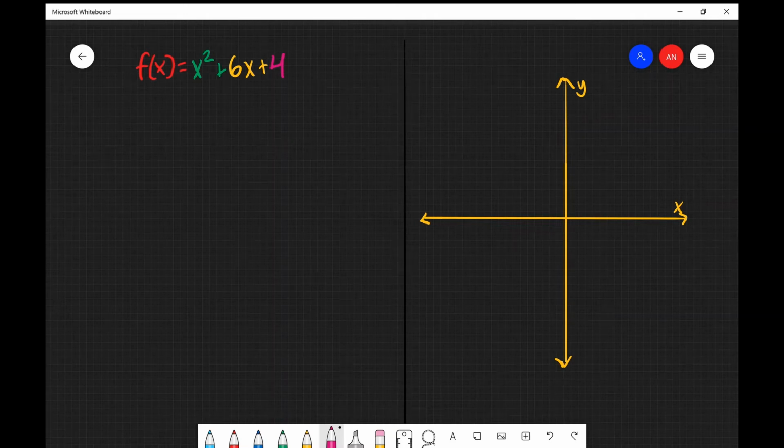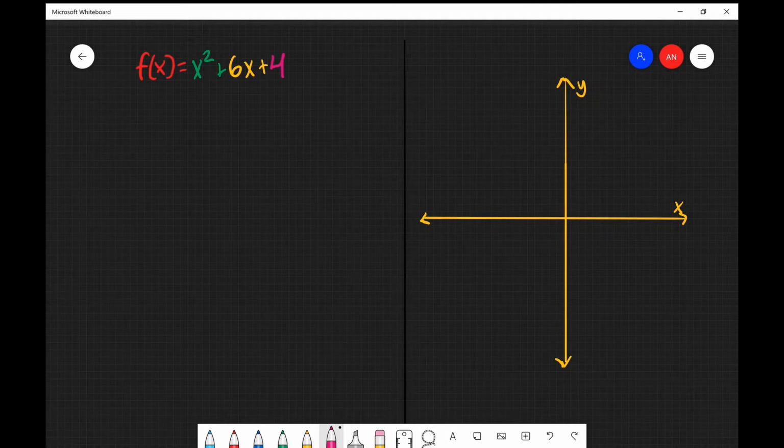In this video, you'll be learning about the graphs of quadratic equations. So here we have the equation f of x is equal to x squared plus 6x plus 4. The first step of graphing a quadratic equation is to find the vertex of that equation.